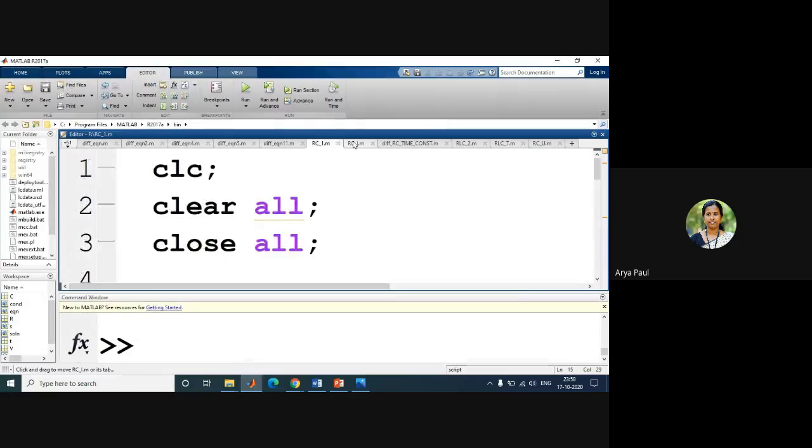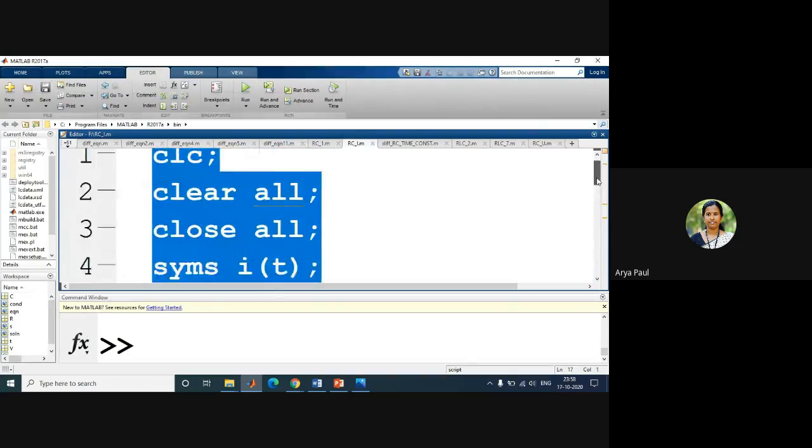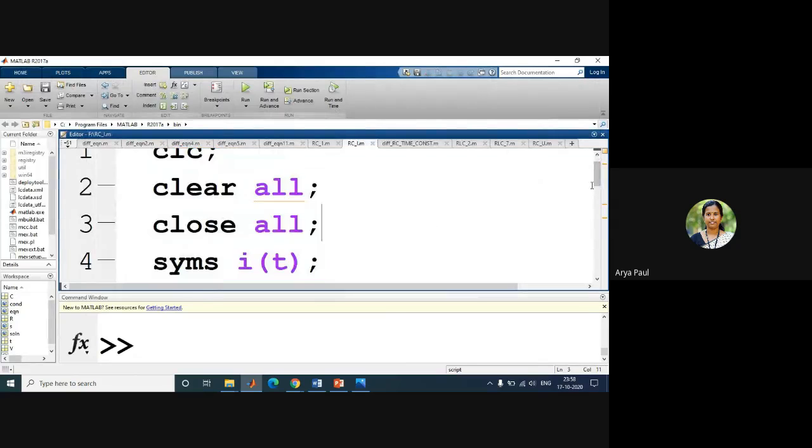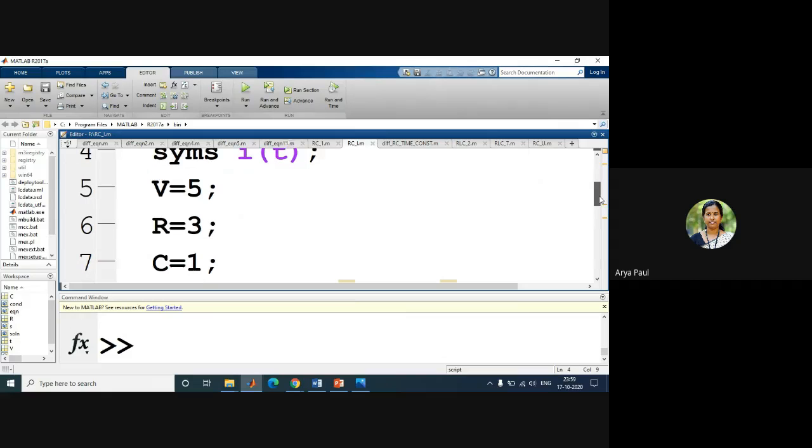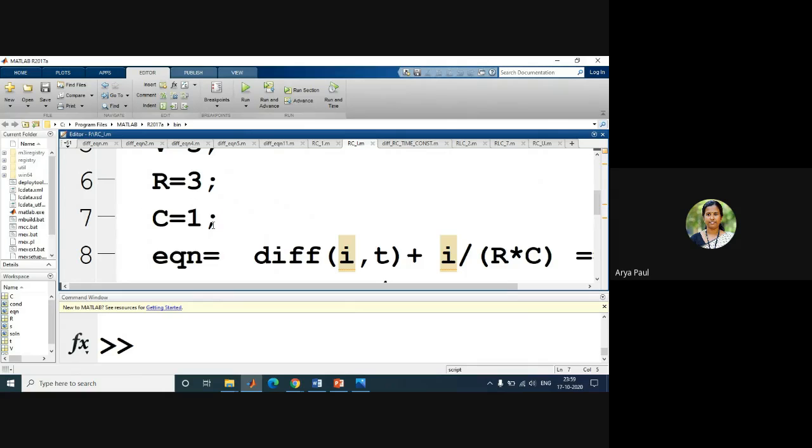Now we will analyze the current transient of the circuit. In a similar way you can analyze, with syms I of t, since you are using the current. Now voltage is 5, R equal to 3, C equal to 1. So what is RC? R into C is equal to 3. The RC time constant determines the rate of charging of the capacitor.